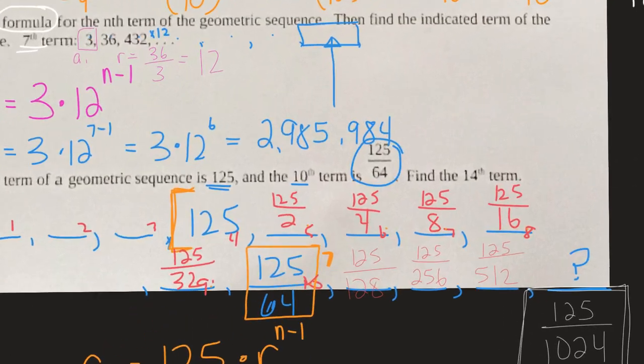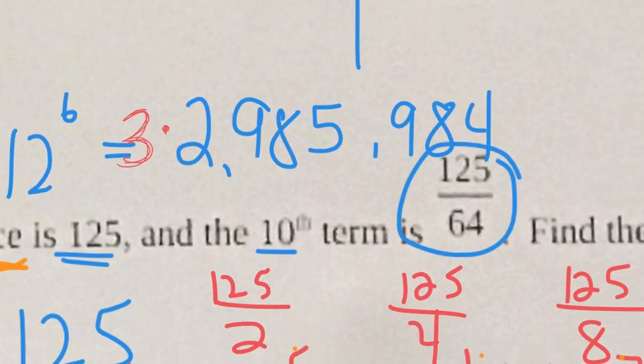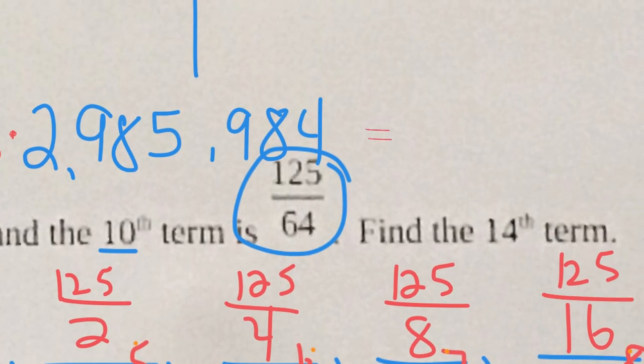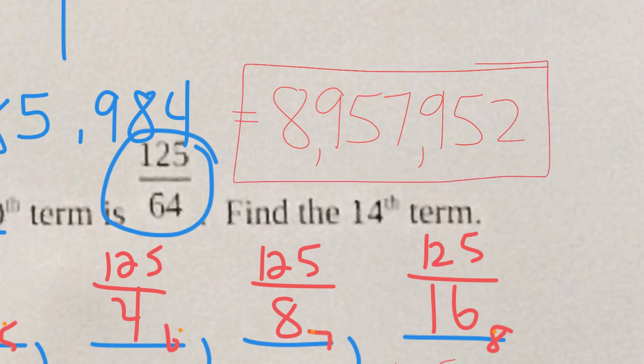Sorry, one correction. You said you were going to post it. Gotta multiply this by 3. This is only 12 to the 6th. So this answer, to be completely correct, is 8,957,952. This is the actual answer when you multiply 12 to the 6th times 3. Thank you very much.